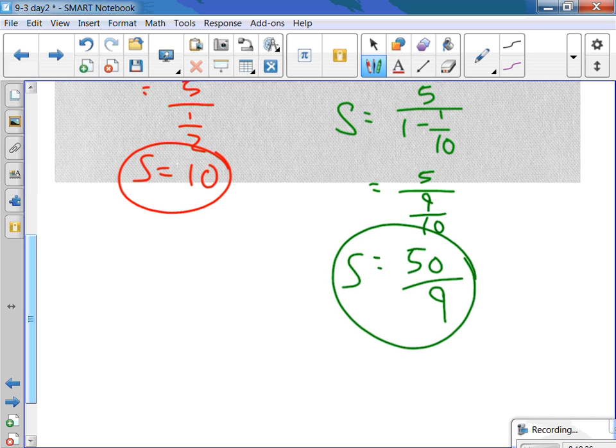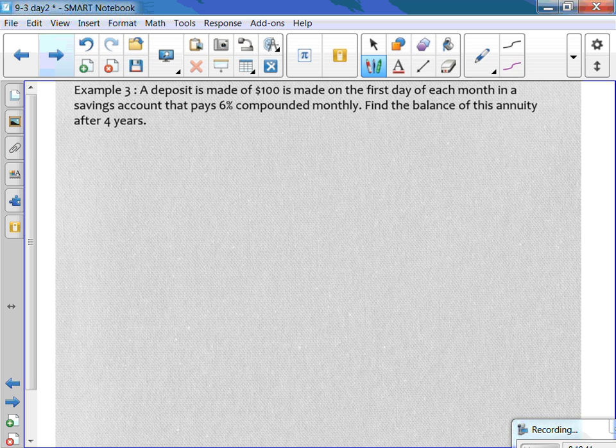All right, so here, a deposit is made of $100 on the first day of each month in a savings account that pays 6% compounded monthly. Find the balance of this annuity after 4 years. So, what's my formula I'm using here? Absolutely. A equals P times quantity 1 plus R over N raised to the NT power.